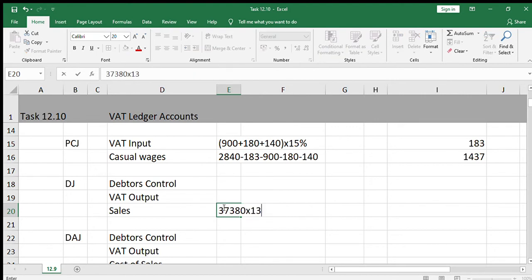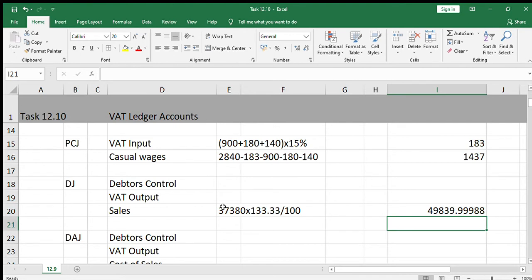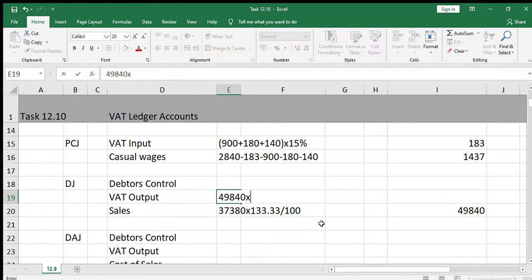We're going to multiply it by 133.33 and divide it by 100. Okay, I'm just going to round that off, so that's going to be 49840, I think. 49840, right? So we've got sales. After the sales, we can now work out the VAT output. Now this 49840 sales, remember sales excludes VAT, so we can say 49840 just times 15%.